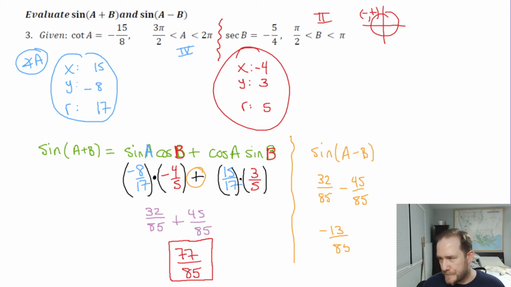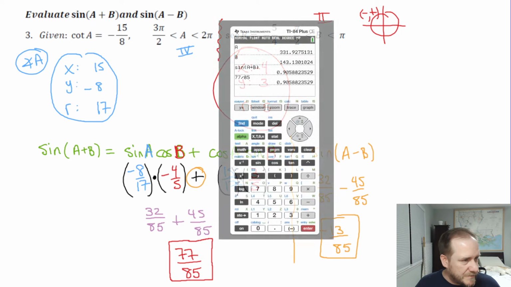85ths, of course. So I'll put a box around that. And we only put the calculator away about 20 seconds ago. But let's bring it back out again, check ourselves. We've still got A and B stored. So I can even just go second entry again. Just change that to a minus sign.